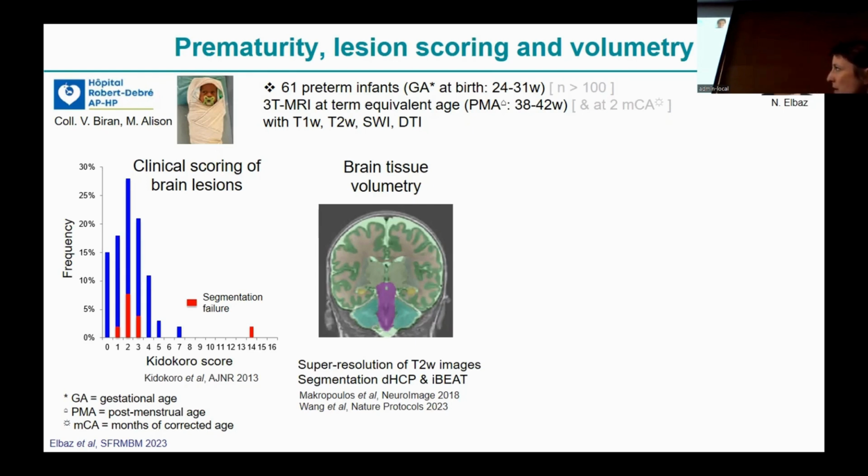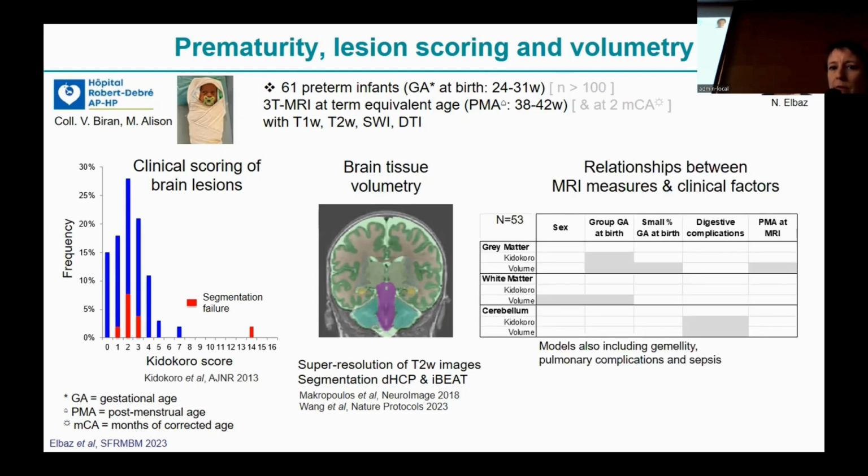And our aim with this was actually to see how clinical factors can impact this early development in preterms. So we considered whether these different factors impact the gray matter, the white matter, cerebellum, in terms of Kidokoro score and volumes. And what we observed is that, okay, all these factors might have some impact either on the gray matter or on the white matter. And on the cerebellum, it seems that, for example, only the digestive complications might be important, at least in this group of preterms. So more recently, we have acquired more data, so we need to confirm this result.